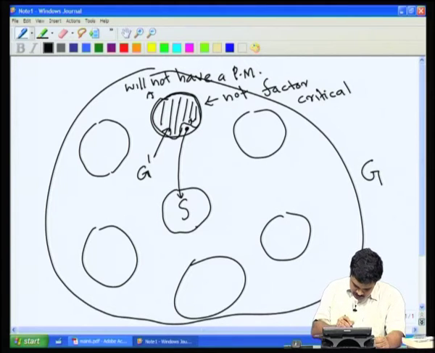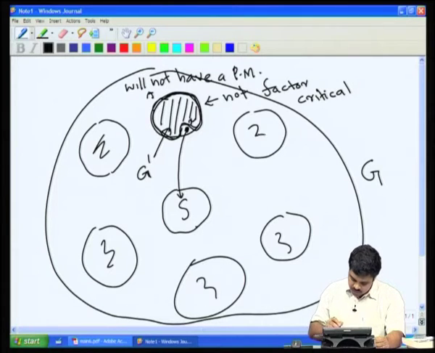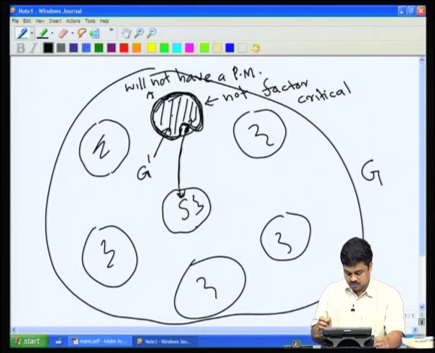Now G dash is the smaller graph, G is the entire big graph. Remember, G dash is a strictly smaller graph than the original graph. Even if all of them are empty, and this also is empty, we have removed one vertex from this thing. Therefore this graph is strictly smaller than the original. So we can apply the induction hypothesis on that, and we know that there exists a subset S.